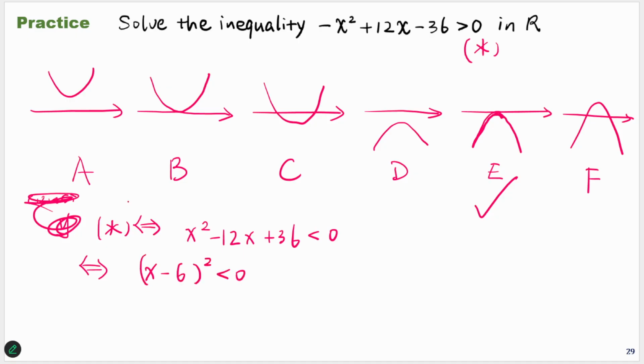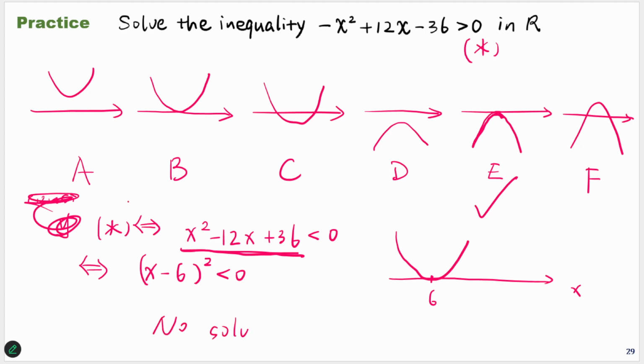So if you consider this function, the leading coefficient is positive, so it's opening up, and then there is 1, 0. So if you consider this function and not this one, then it will only touch the x-axis once at x equals 6, right? Yeah. Can you find any x such that this function is less than 0? No, we can't find that, right? So there is no solution in the real number set.